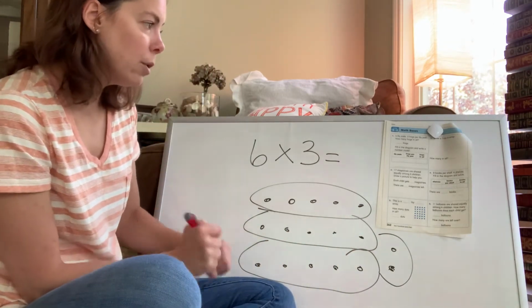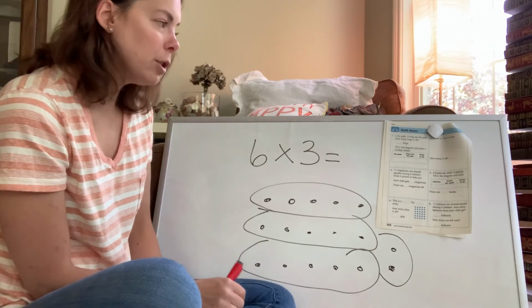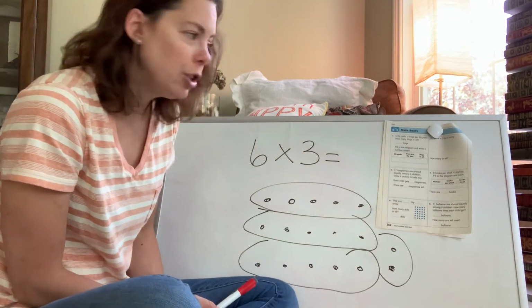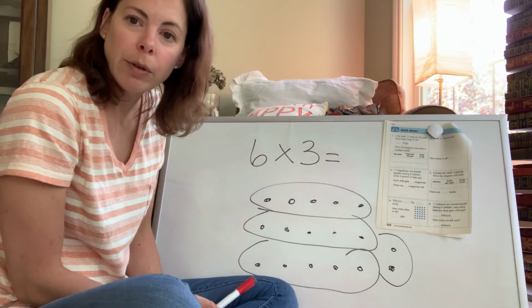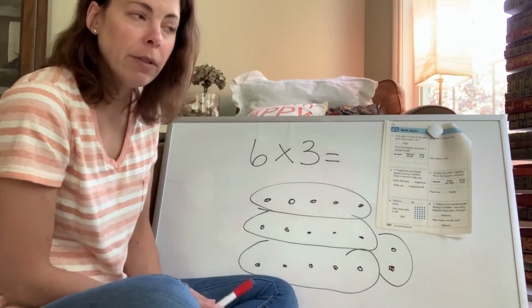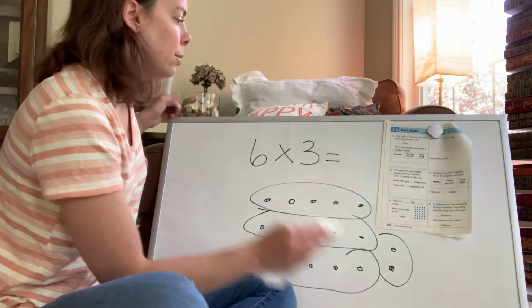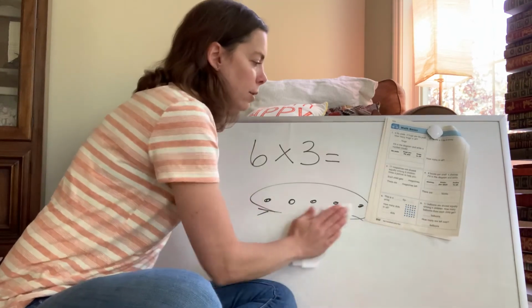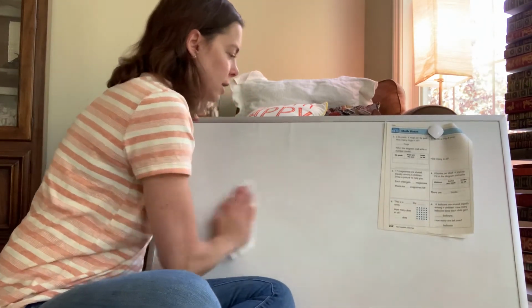Okay, number 4 is multiplication. 8 books on a shelf, and there are 4 shelves. So 4 groups of 8 books. Number 5, answer the question about the array. And number 6, you're going to divide 11 balloons among 4 children. How many balloons do they all get? And then how many are left over?